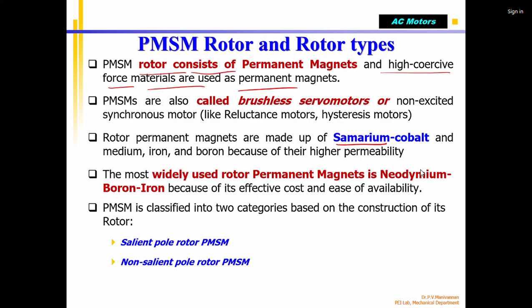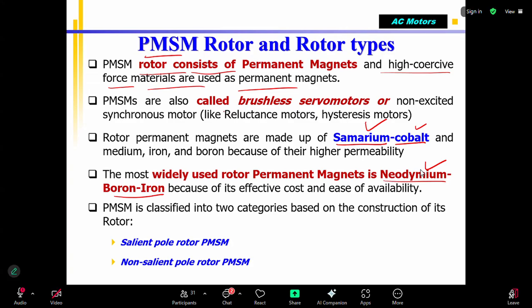Mass reduction is important. So modern permanent magnet synchronous motors have rotors made with samarium cobalt or neodymium boron iron composition. These are the two. These are rare earth materials. Samarium and cobalt are also rare compared to iron. But the combination of neodymium and boron iron is used to make the rotor permanent magnet. And sometimes the permanent magnet motor is also called a brushless servo motor or non-excited synchronous motor. Please note that it is already called a synchronous motor.